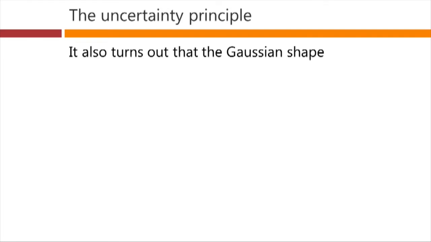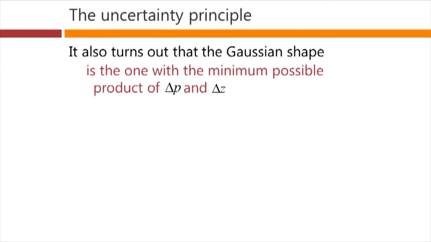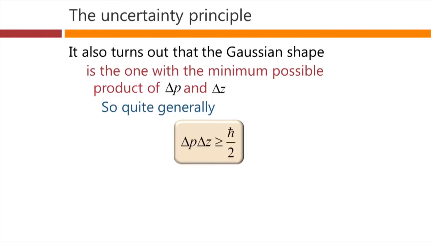And it also turns out that this Gaussian shape is the one with the minimum possible product of these standard deviations. We're not going to prove that here, but we will come back later on to prove this mathematical minimum, and the Gaussian happens to be as good as you can do. So quite generally, therefore, we can write that delta p times delta z is greater than or equal to h bar over 2. And the greater than or equal to is for two reasons.